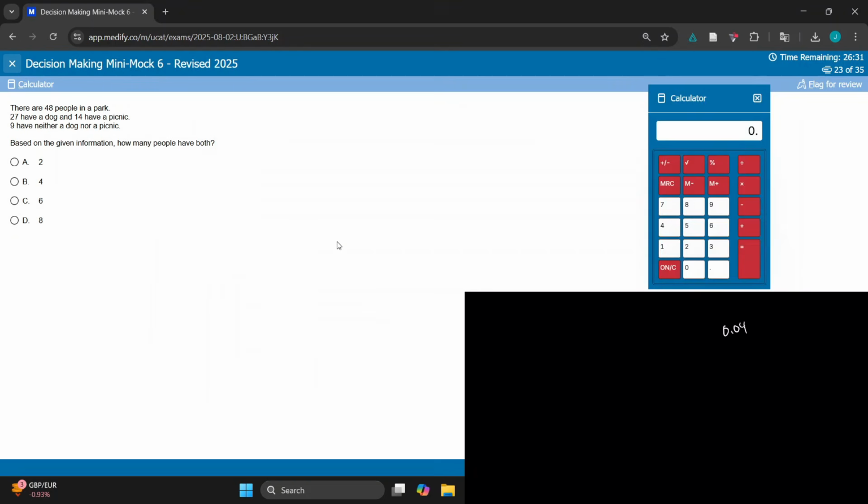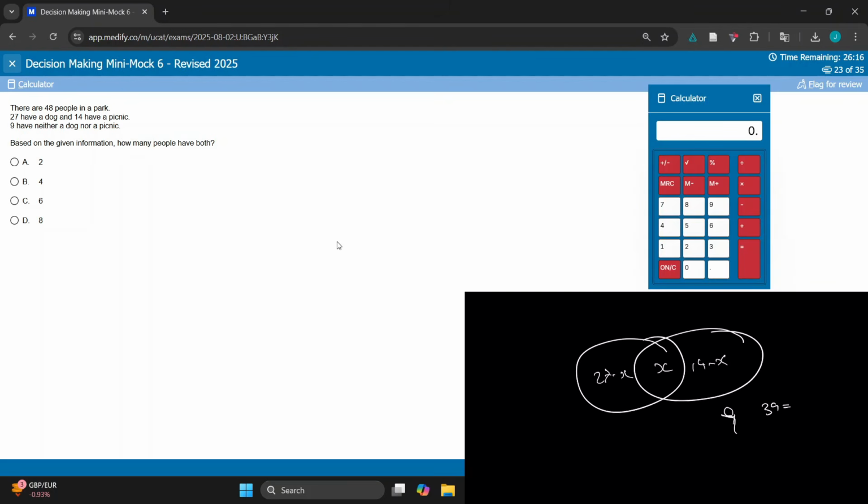How many people have both? So this is going to be 48 people in a park, 9 people have neither, 27 have a dog, so then this is x, 27 minus x, 14 minus x, and we know that this will add up to 48, so 39, because I've subtracted the 9, equals 27 minus x plus x, which is just 27 plus 14 minus x, that's 41, so then x equals 2. So how many people have both is going to be 2.